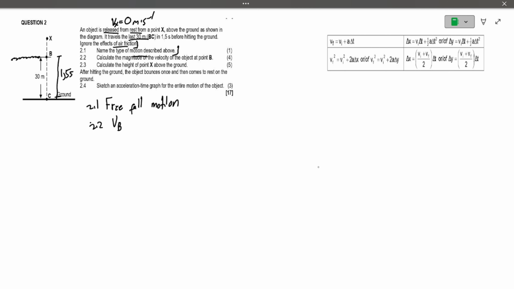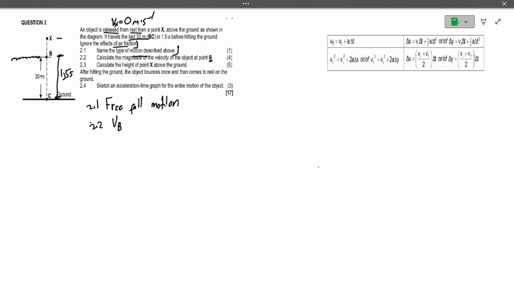Look at this 30 meter. This 30 meter is from B to C, meaning that if you are working with the motion from X to B, you cannot use this. This time is also from B to C, so you cannot use it for X to B. So let's check which motion you want to use. They are saying to calculate the velocity at B.